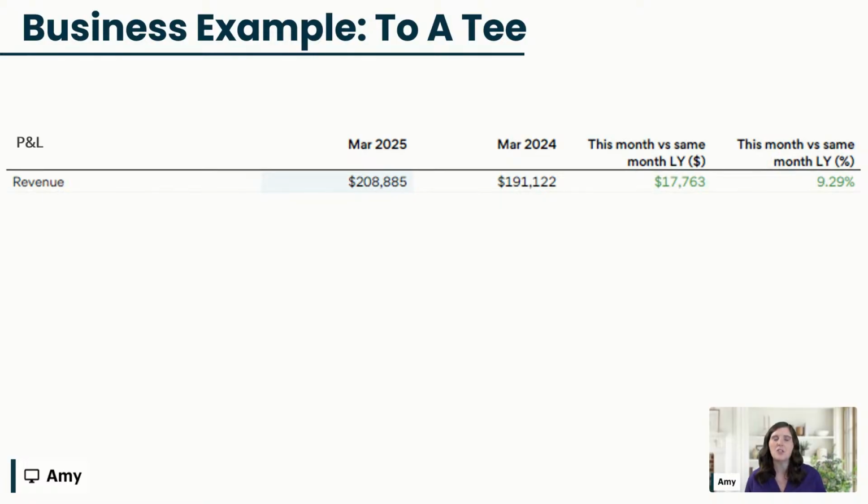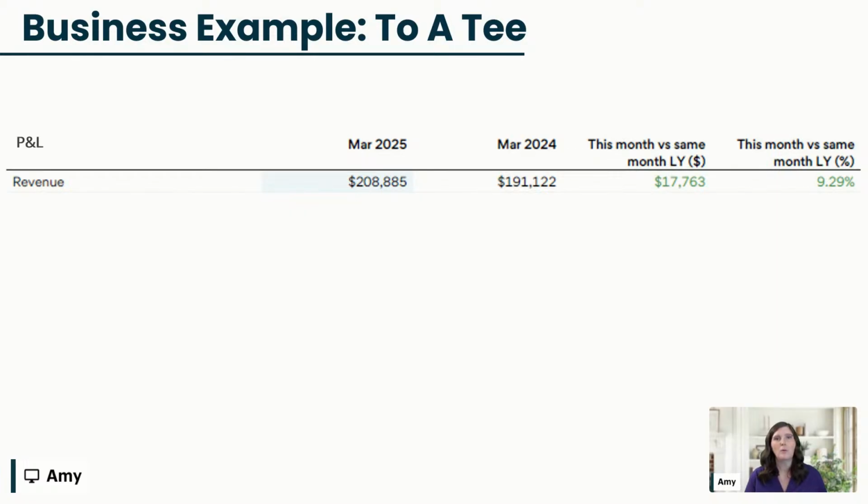So we get $209,000 worth of t-shirts sold in the month of March of 2025 versus March of 2024, we only sold $191,000 of t-shirts. So you can see here, what we're going to do is compare 2 time periods. Typically, there's a couple of things that you can do actually. You can compare your current month results to the same period last year. And that's helpful because there are some businesses that are very seasonal.